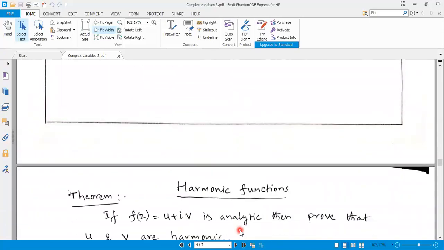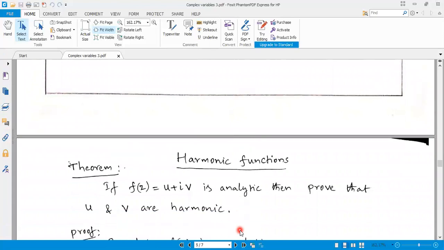Now let us move on to the harmonic functions, which we already discussed in the previous session. What is a harmonic function? A function phi of x comma y is said to be harmonic if phi xx plus phi yy equals 0. Now, based on that, we will take up one theorem.